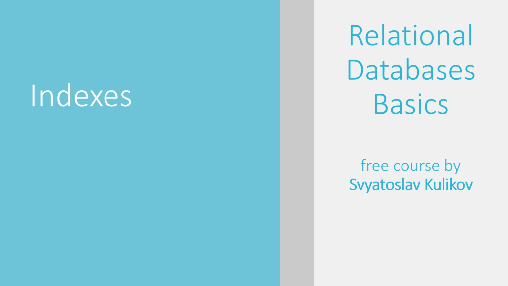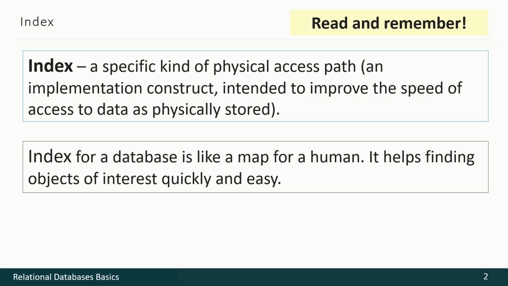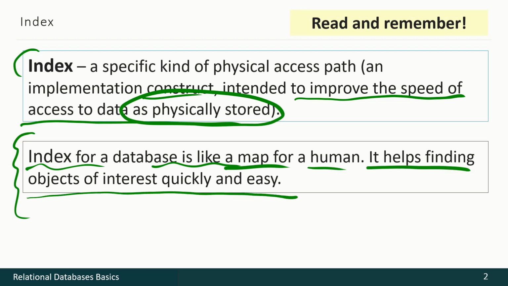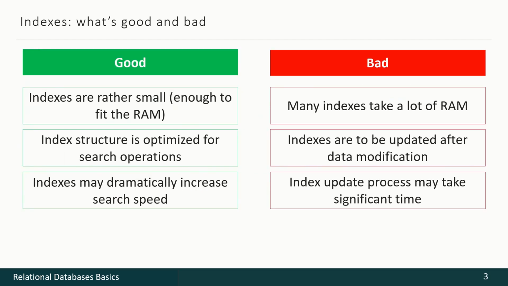In this video we shall talk about such a nice and useful thing as indexes. In a DBMS, an index is a special construct that helps us improve the speed of access to data that is physically stored in some table file. Compared to real life, an index is a kind of map for a human that helps us find objects of interest quickly and easily. As with everything in this world, indexes have something good and bad.